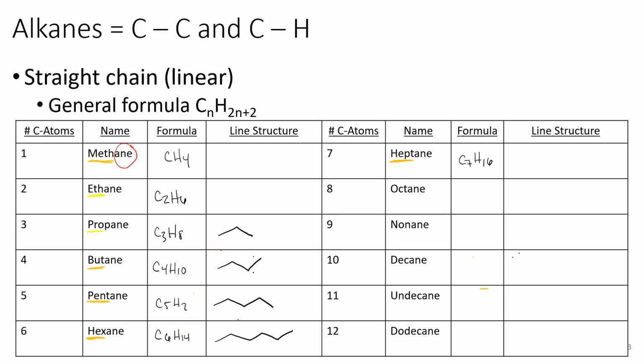For octane, oct tells us that we have 8 carbon atoms, so this would be C8H18, and we would have our 8 carbon atoms. For nonane, non means 9, so this would be our C9H20, and we would have 9 carbon atoms in our chain.